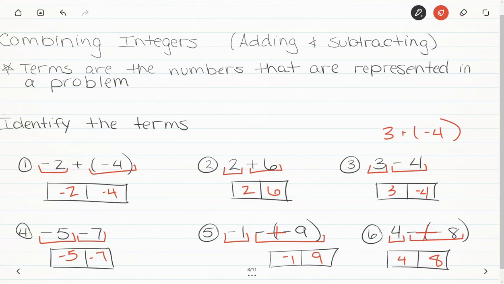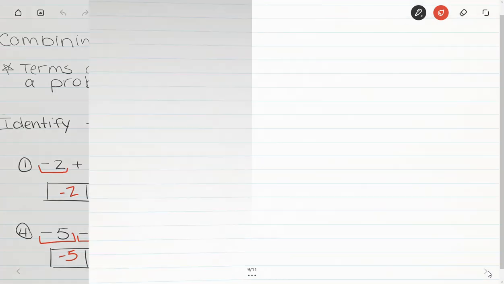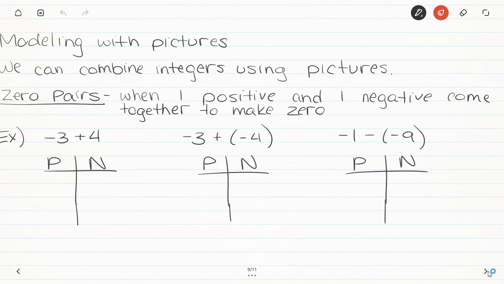So now that we've been able to identify the terms, let's actually talk about modeling with pictures. So we can combine integers by using pictures. Now in order to do this, we're going to have to understand something called zero pairs. Zero pairs are when one positive and one negative come together to make 0. So if you have $1 and you owe $1, you kind of even out that you have no dollars left. So it's the same thing. So let's look at some examples and then I'll let you try some on your own.